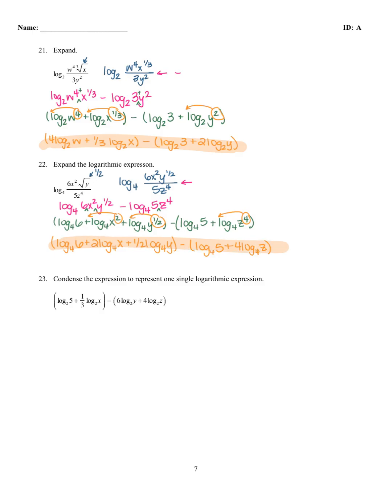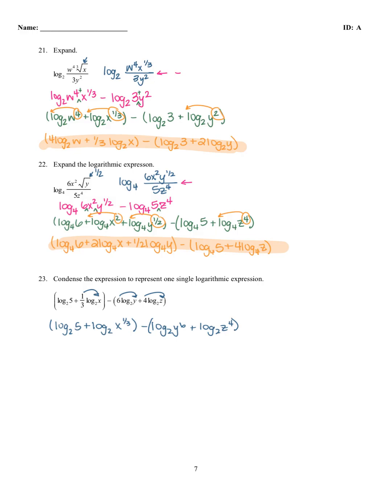For your next one, number 23, you're condensing the expression to represent one single logarithmic expression. So it gives you log 2 of 5 plus 1/3 times log 2 of x minus 6 times log 2 of y plus 4 times log 2 of z. So first thing we're going to do is move those coefficients to be exponents. That gives us log 2 of 5 plus log 2 of x to the power of 1/3 minus log 2 of y to the 6th plus log 2 of z to the 4th.